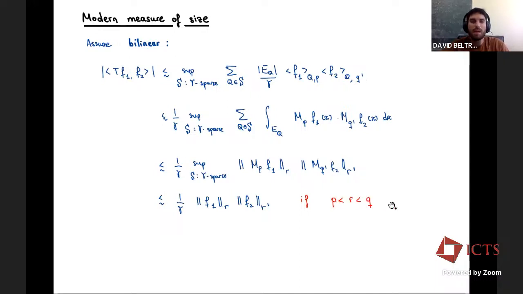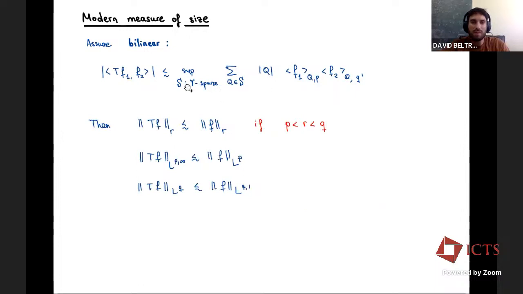So in a nutshell, what I said is that if we have this bilinear domination, this implies in particular Lebesgue space bounds for R between P and Q, strong bounds. And also, by the weak-type properties of the maximal function, at the endpoint R equal to P we get the weak-type inequality, and at the other endpoint R equal to Q, we get the restricted strong type inequality from L^{Q,1} to L^Q.